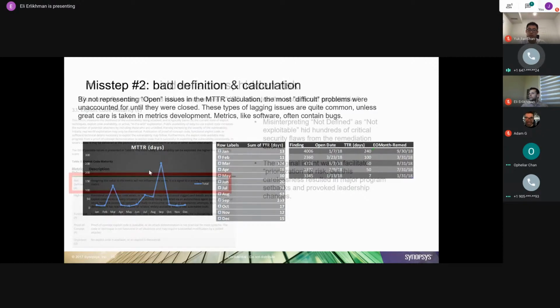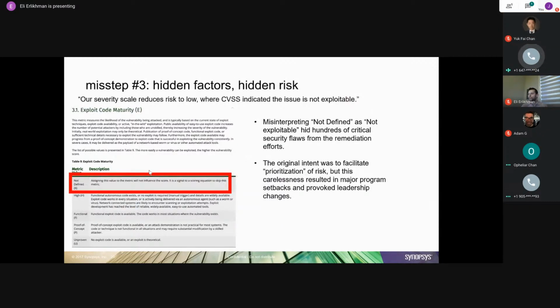Okay, so I think I have one more misstep with the way people define metrics, which is things that they miss or hide. So, for example, if you use CVSS to measure a risk ranking of your findings, you can say, hey, if this is not exploitable, we're going to reduce the risk too low.